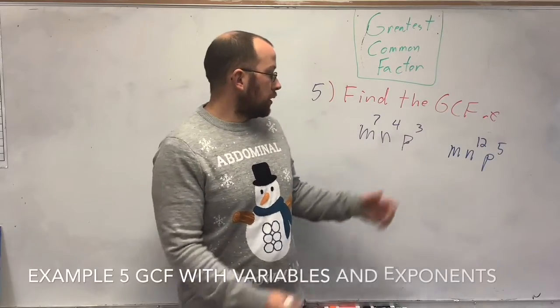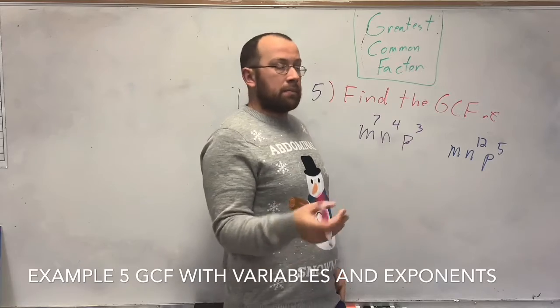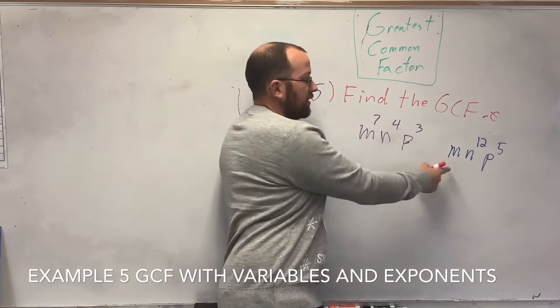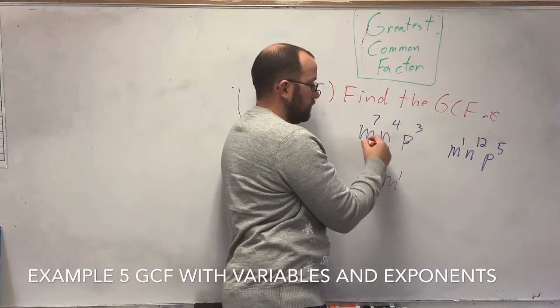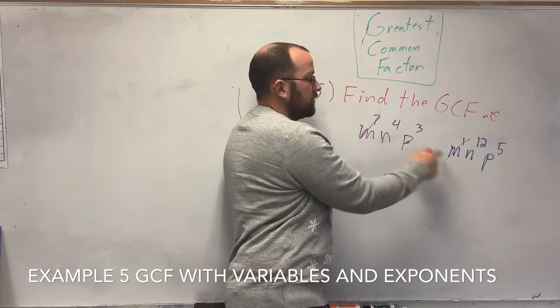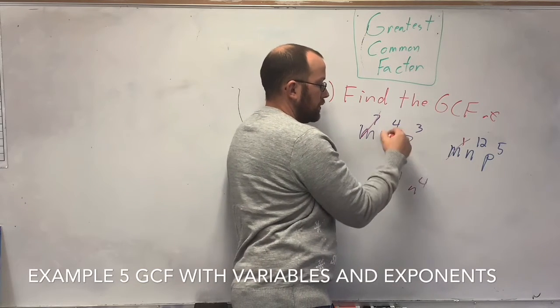All right, here's another one with just variables. You do it the same exact way because the base doesn't matter. So I have m to the 7th and m to the 1st. What's smaller? M to the 1st. Now I have n to the 4th and n to the 12th. Which one's smaller? N to the 4th.